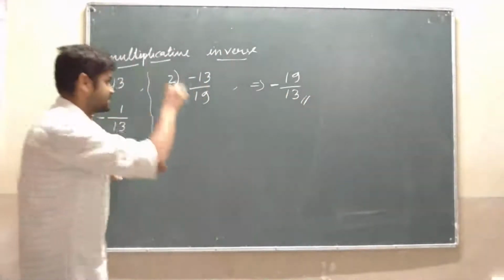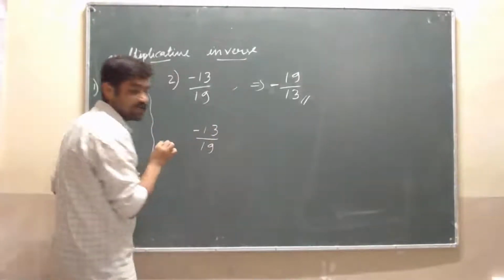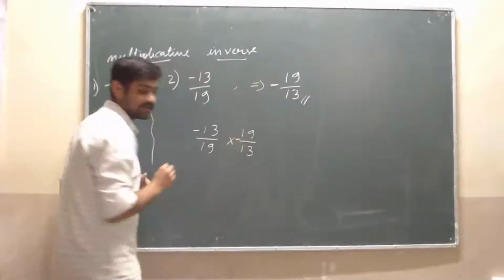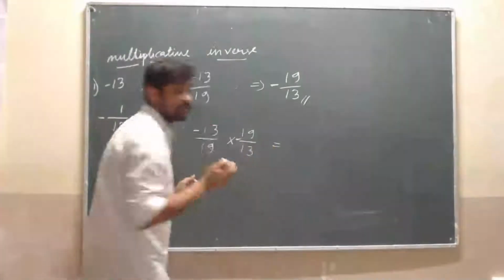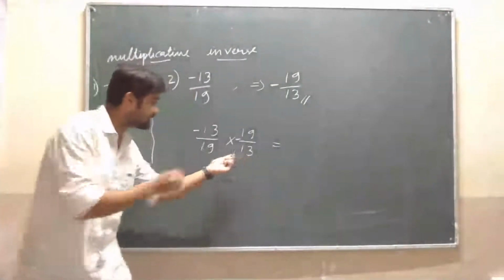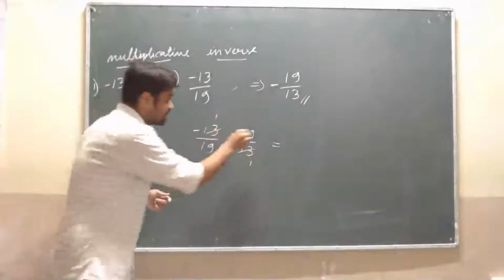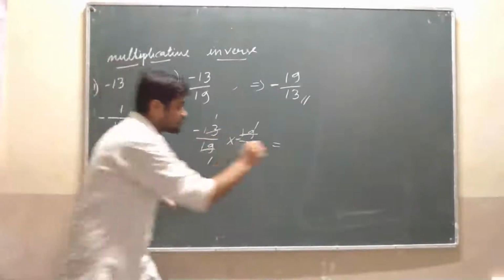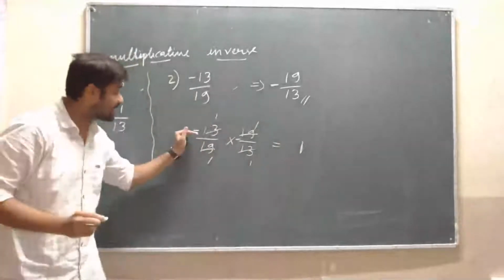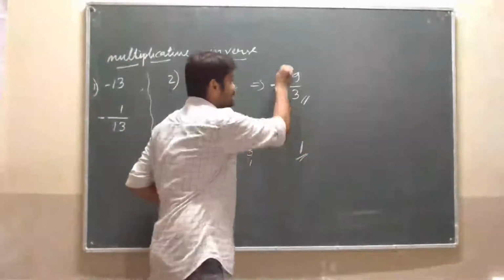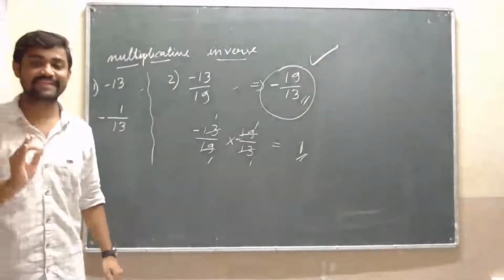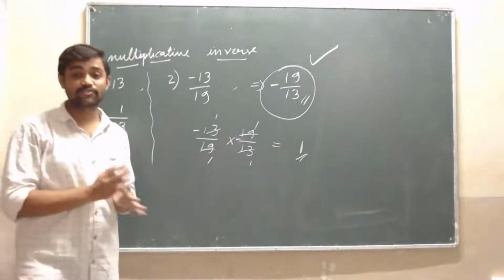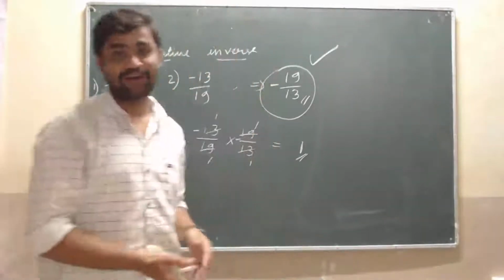How do we check? Like this: minus 13 by 19 into the reciprocal, which is minus 19 by 13. Then what should we get? That is 1. See, check it here. 13 ones are 13, 19 ones are 19. Here minus 1 into minus 1: we know that 1 ones are 1, and minus into minus is equal to plus. Then we can say that our answer is correct. Okay, this is about multiplicative inverse, and multiplicative inverse is also called the reciprocal.